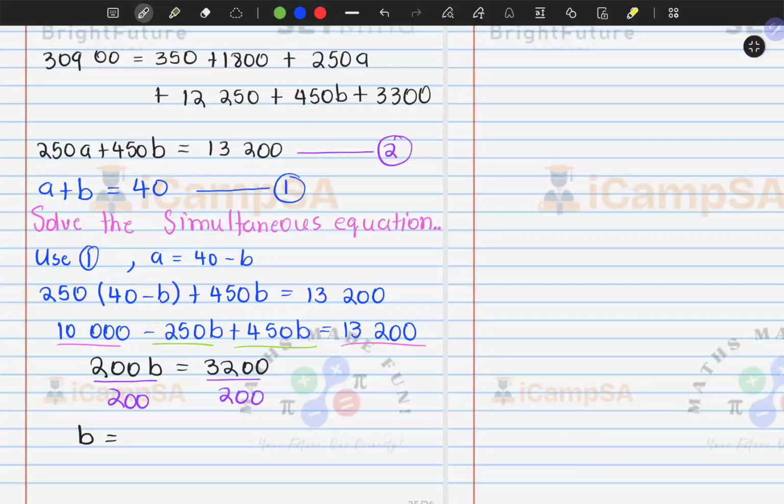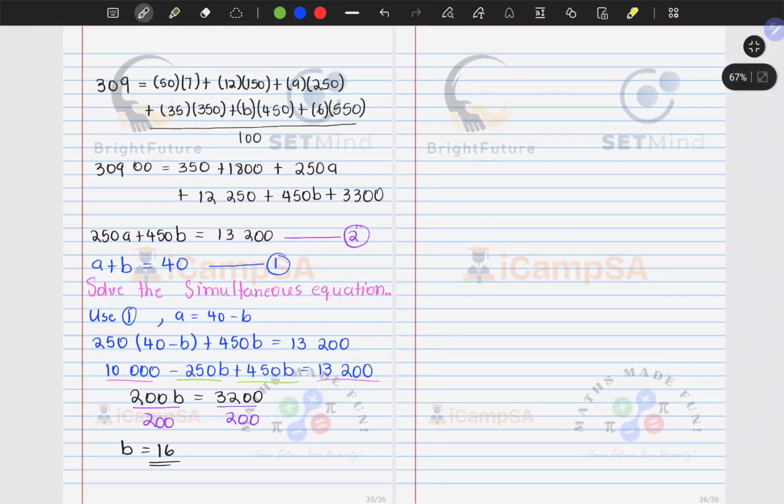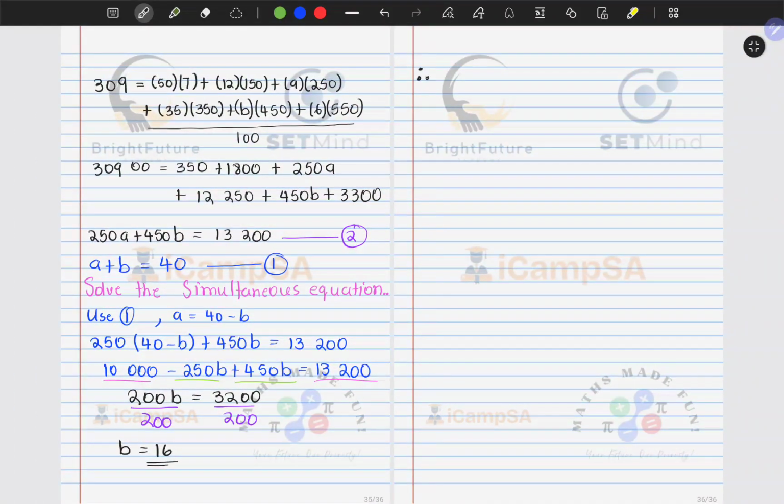3,200 divided by 200. What you end up finding is B equals 16. So therefore, finding A should be very easy because we made A the subject. Remember, here, let's call it equation 3. So now what we are going to do is to sub B into equation number 3 for A. If you observe carefully, A was 40 minus B, which means A now is 40 minus 16, which is what? So you do 40 minus 16, you get 24.